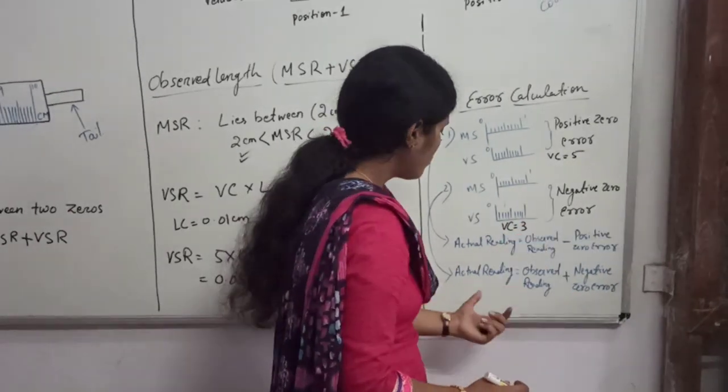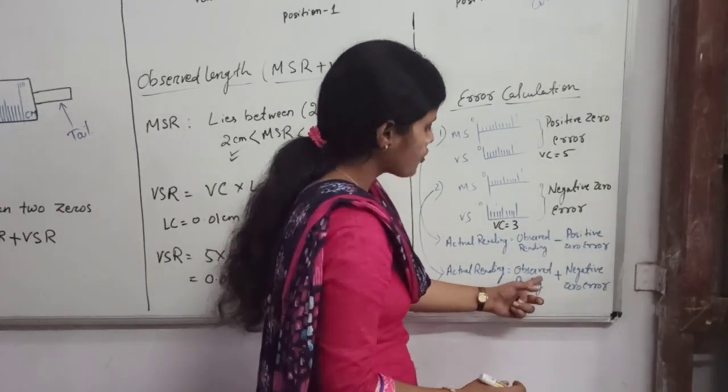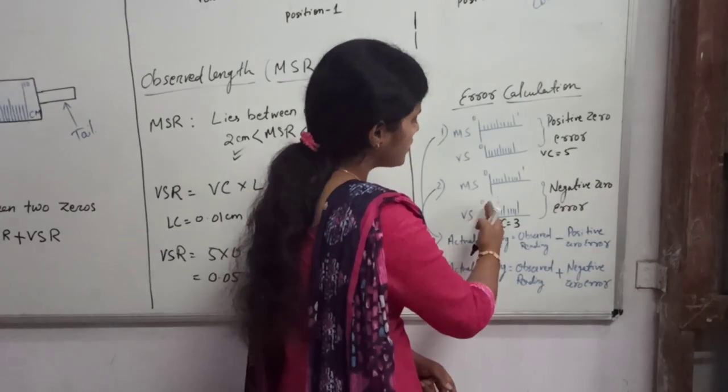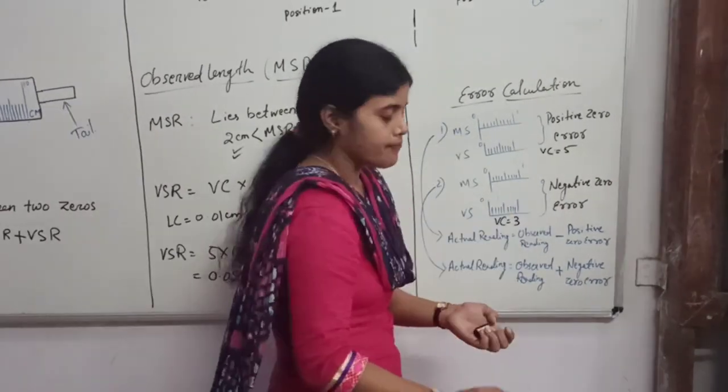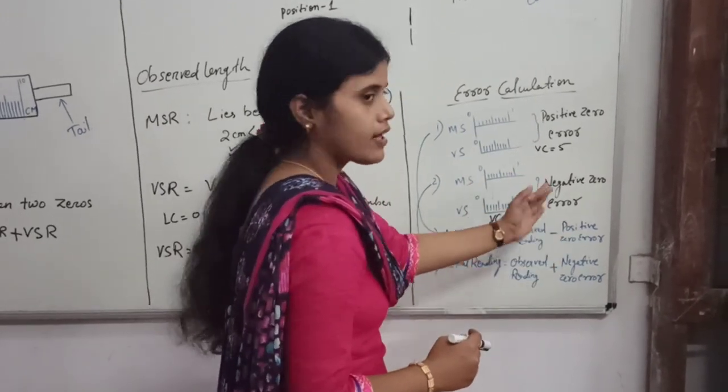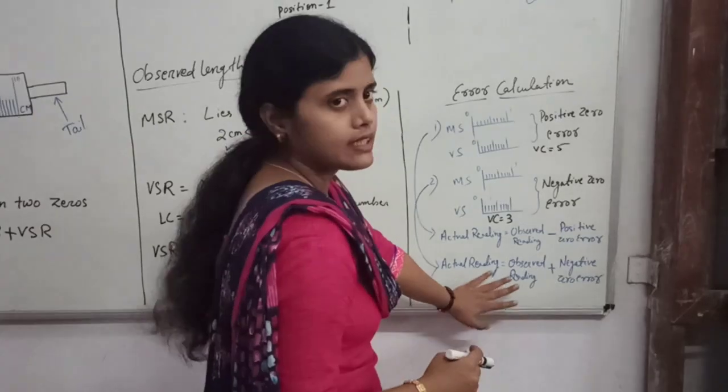After finding this value, the actual reading will be the observed length plus the negative error. Why plus? Because the zero is on the left side. Okay, so this is the way to find the positive zero error or negative zero error and then the answer.